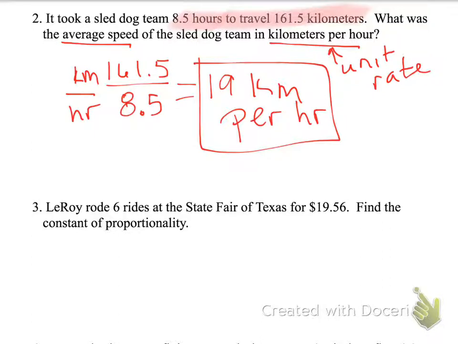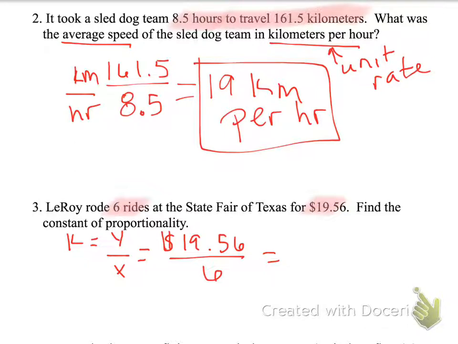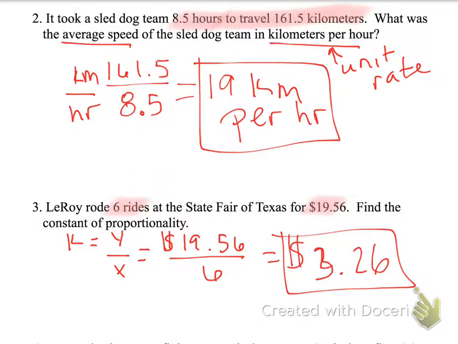So you divide your kilometers by your hours. Number 3, Leora rode 6 rides at the state fair for $19.50. Find the constant of proportionality. So remember, your constant of proportionality is your k. K equals y divided by x. Which, remember, this is also our unit rate. And so we divide 19.56 by 6, and we get $3.26. And really, 3.26 is your constant.